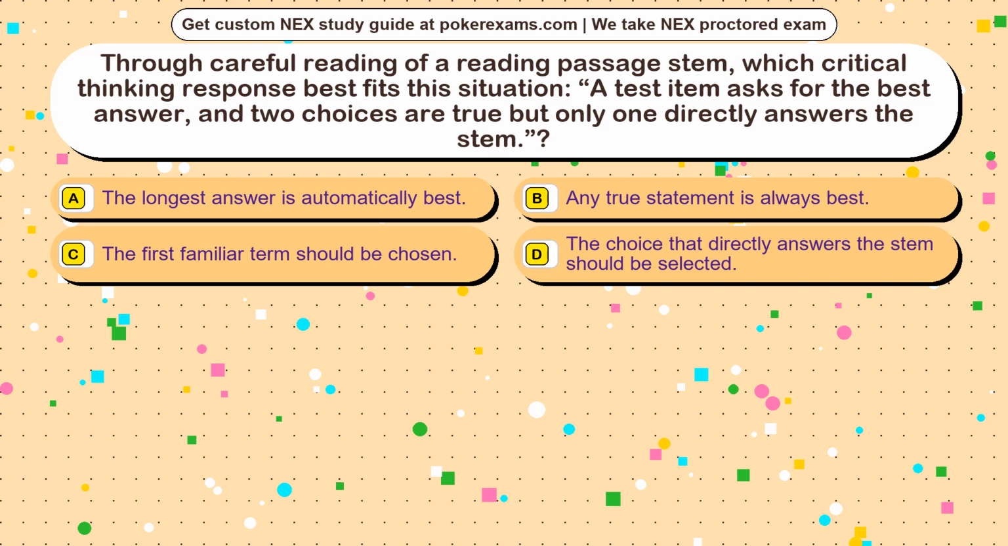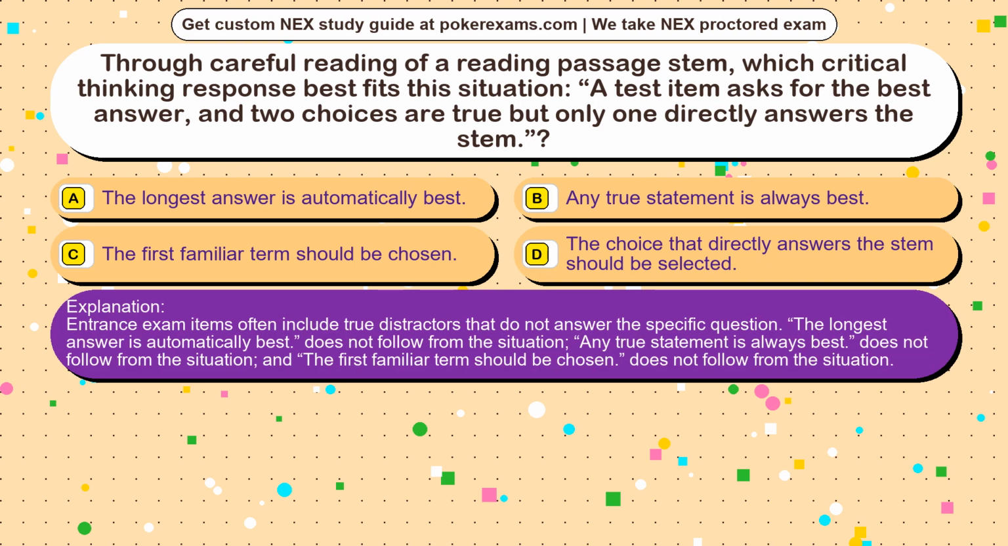The correct answer is option. Entrance exam items often include true distractors that do not answer the specific question. The longest answer is automatically best, does not follow from the situation, any true statement is always best, does not follow from the situation, and the first familiar term should be chosen, does not follow from the situation.